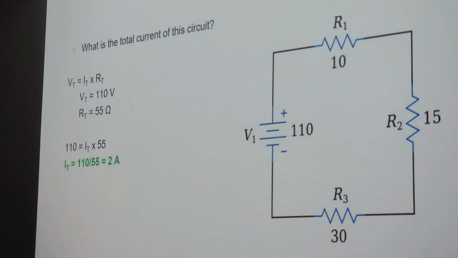The T just stands for total. Oh, okay. So you add them and divide in a series. Correct. Okay. It's the parallel.